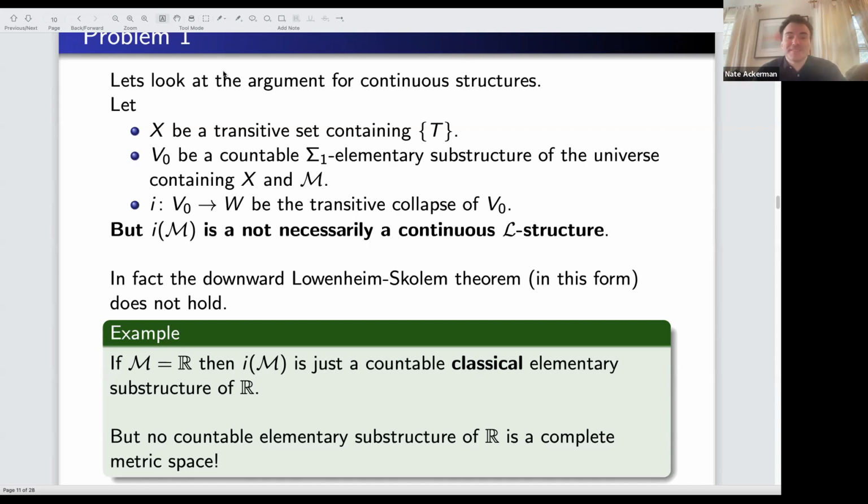So the simplest example of this is to consider just the real numbers with whatever structure you want on them. Now, when I take my transitive collapse, I get a classical elementary substructure of the real numbers. But no countable elementary substructure of the reals can be a complete metric space, because it's going to contain the rationals. So any complete metric space has to have the size of the continuum.